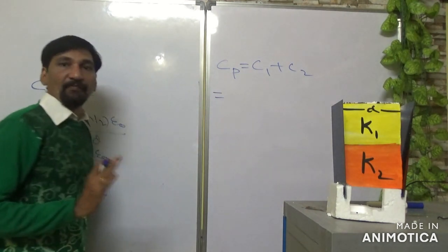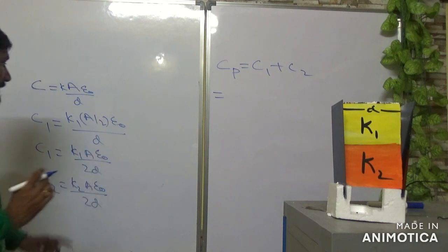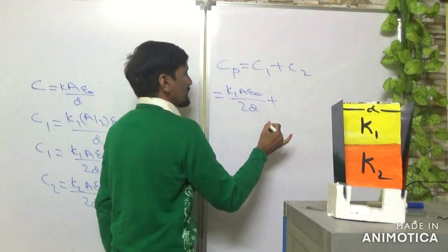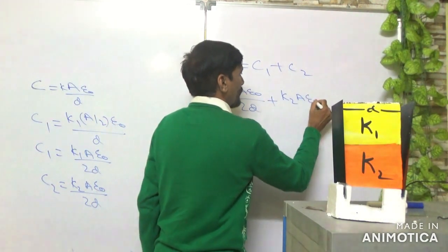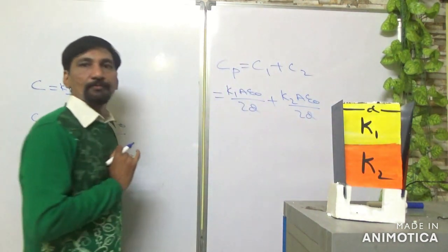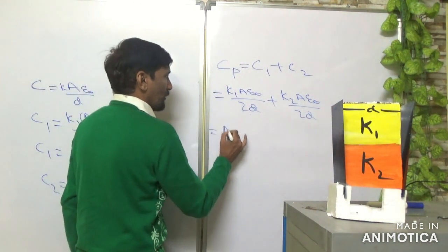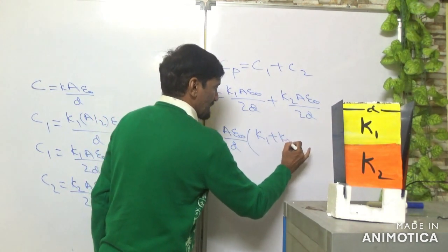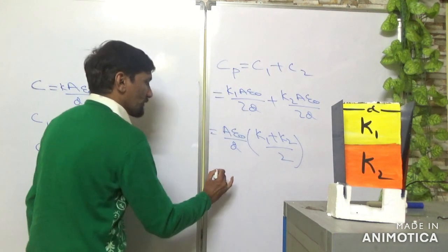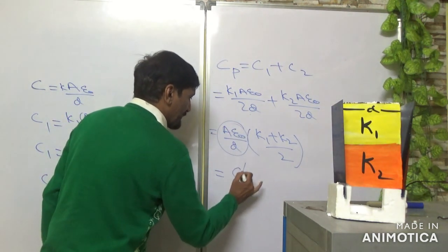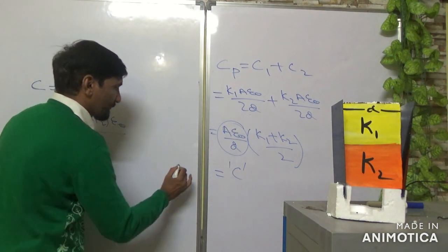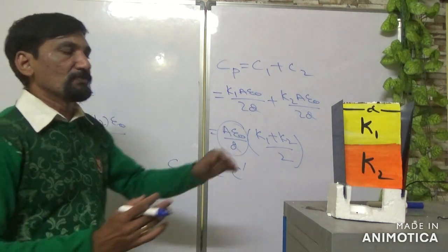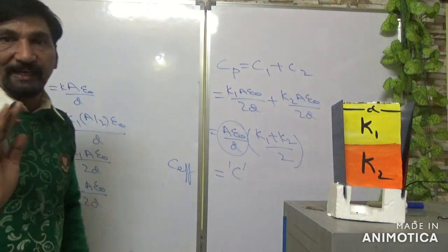Okay, in order to find effective capacitance, here the first one is K1 A epsilon naught by 2D, right? Second one is K2 A epsilon naught by 2D. So A epsilon naught by D, if you take common, you get (K1 plus K2) by 2. This can be taken as C, meaning initial capacitance. So C effective is equal to initial capacitance, that is when there is no medium between the two dielectrics.